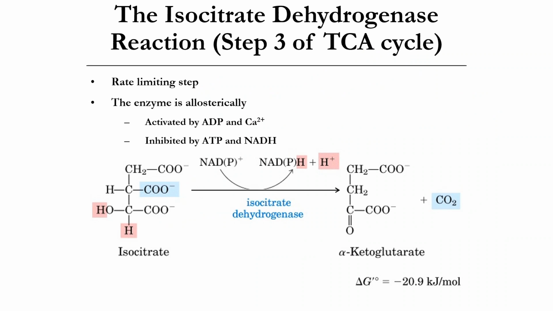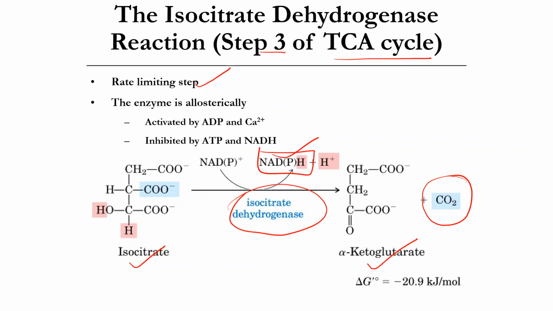So we should have a look at this enzyme, isocitrate dehydrogenase. This is a reaction of the TCA cycle. This is the third step, and it is a rate limiting step. I think you all have gone through this. In this reaction, isocitrate is converted into alpha ketoglutarate, and it is a decarboxylation reaction. So carbon dioxide will be released, and NADPH will be synthesized. This NADPH will be utilized to synthesize the fatty acids.